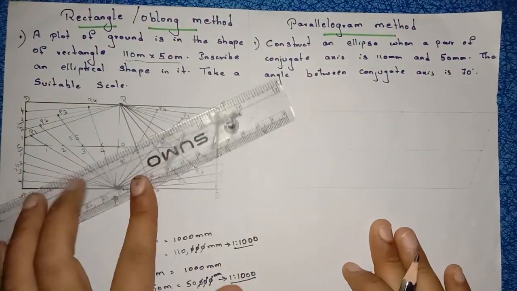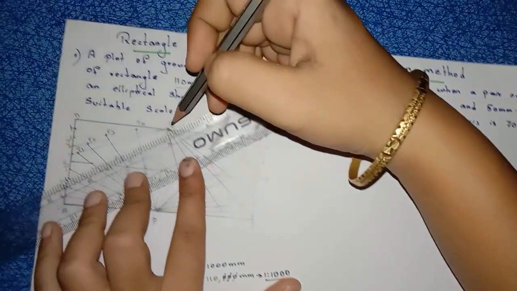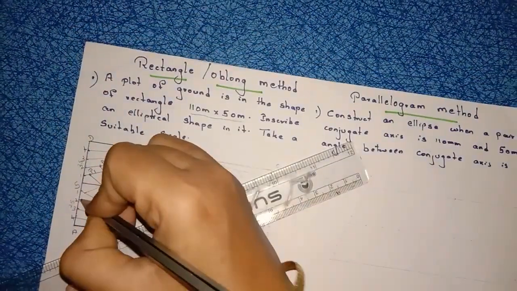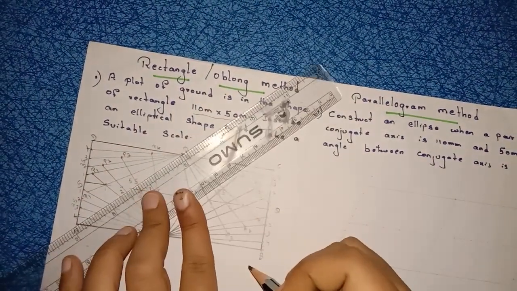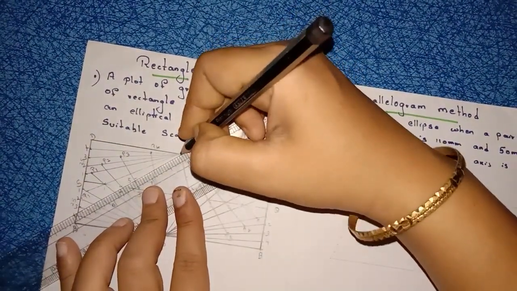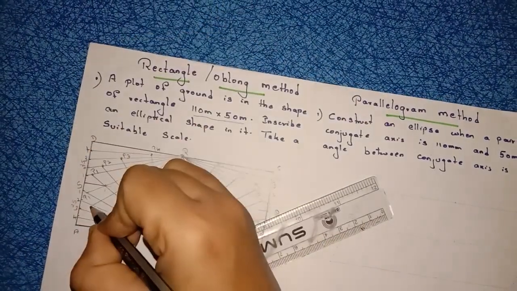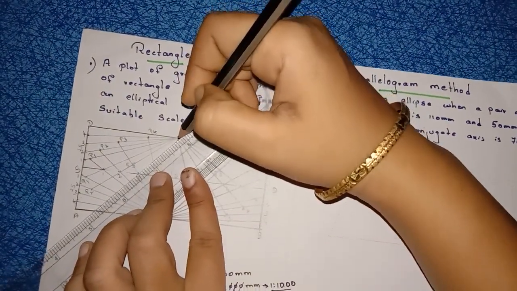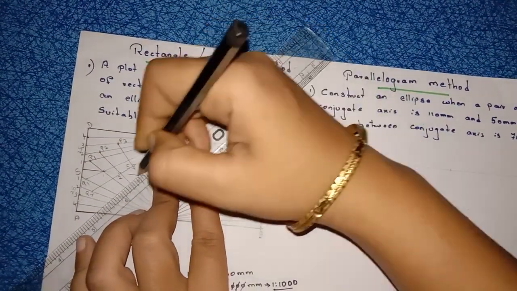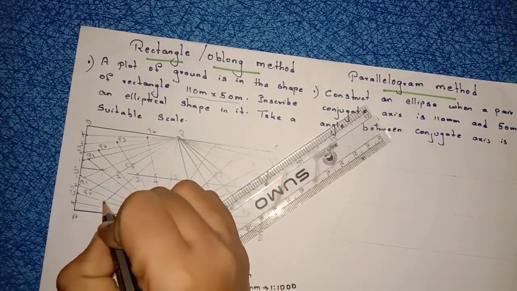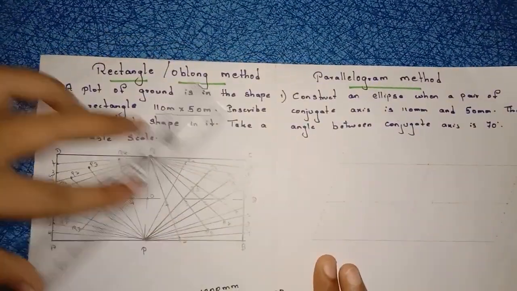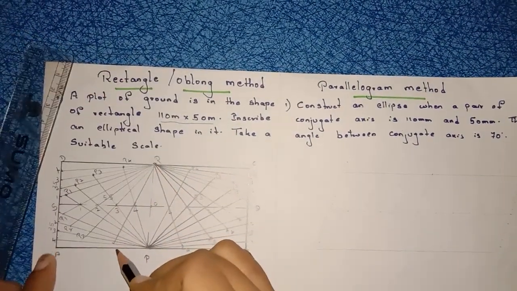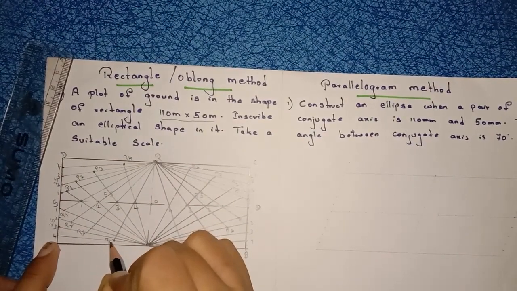Right, similar manner here also. From R through the first point to the first line, name it as P1. From R through the second point to the second line, name it as P2. From R through the third point to the third line, name it as P3, right? Again from R through the fourth point to the fourth line, right? Name it as P4.